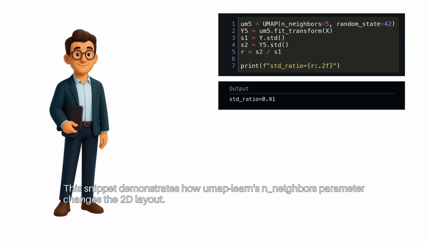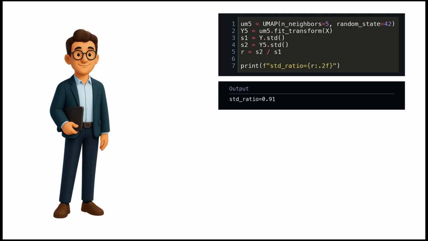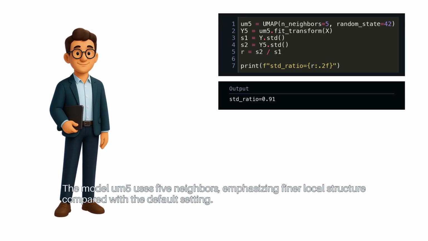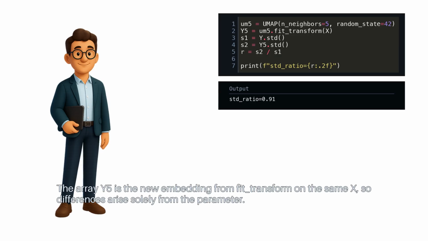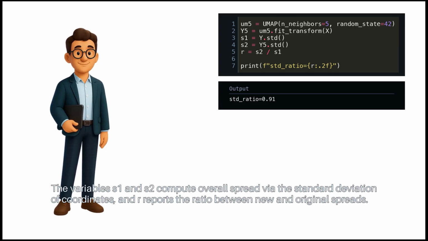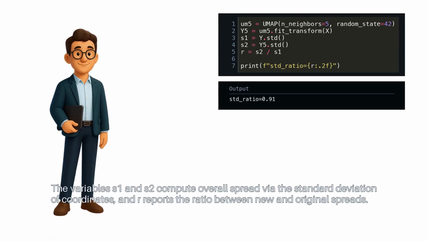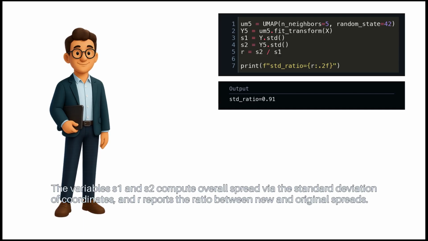Next, we will change how many neighbors UMAP considers when it learns local structure. This snippet demonstrates how umap-learn's n_neighbors parameter changes the 2D layout. The model UM5 uses 5 neighbors, emphasizing finer local structure compared with the default setting. The array Y5 is the new embedding from fit_transform on the same X, so differences arise solely from the parameter. The variables S1 and S2 compute overall spread via the standard deviation of coordinates, and R reports the ratio between new and original spreads.